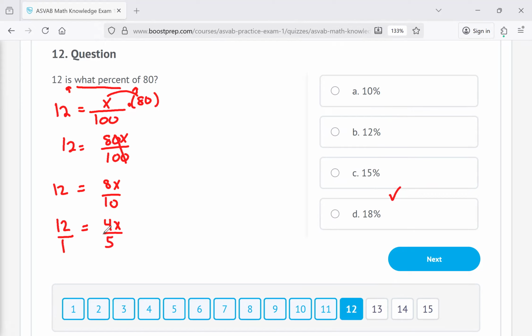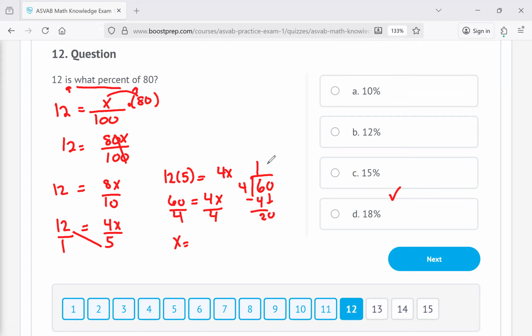Now you may cross multiply because there's only two sides, right? So go ahead and cross multiply. It's 12 times 5 equals 1 times 4x, which is 4x. Well, what is 12 times 5? 60 equals 4x. And then solve for x by dividing both sides by 4. 60 divided by 4: 6 minus 4 is 2, bring down 0, that's 15. So it's 15%.